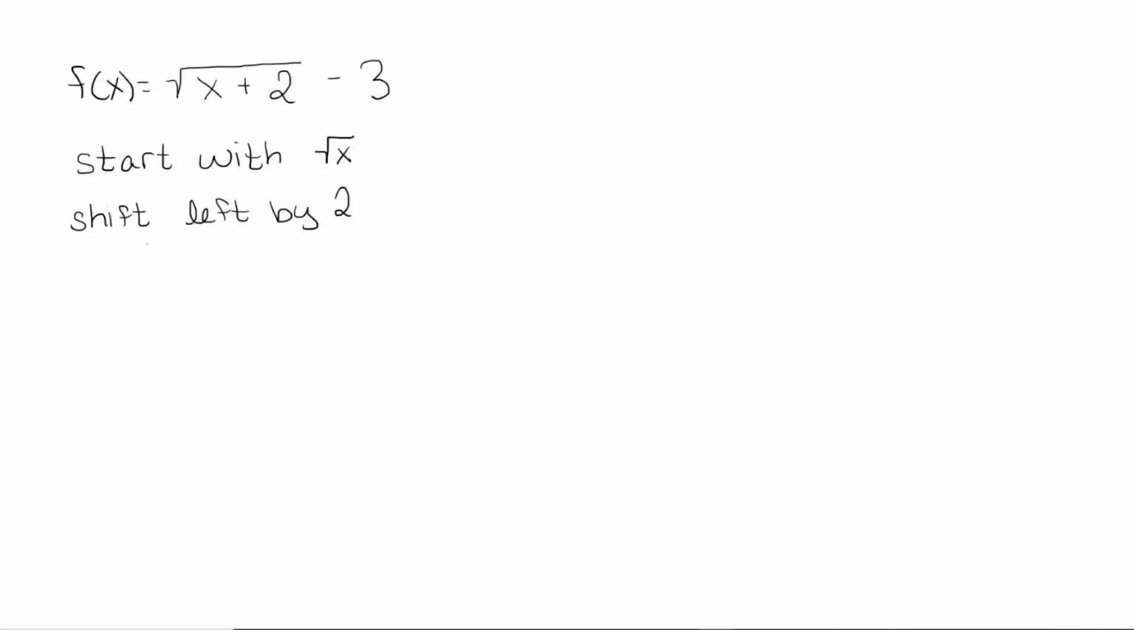After that, I subtract 3 from the square root. The 2 was underneath the square root, which told me it was a horizontal shift, but the 3 is not. That tells me this is going to be a vertical shift. Since we're subtracting, we're going to shift down by 3 units.